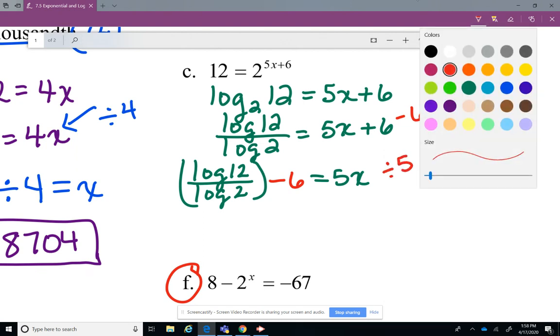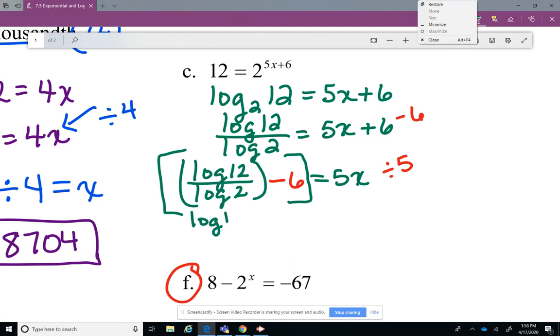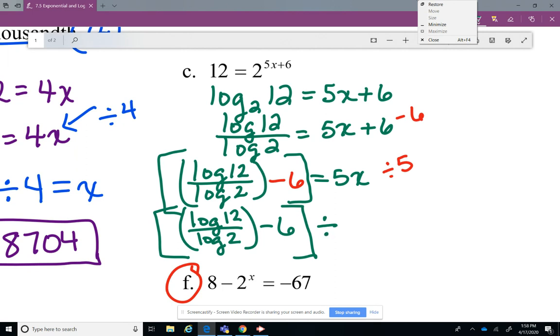So in order to do that, there's something I have to do. I have to take this whole piece and kind of set it off to the side together. So we're going to rewrite it. Log 12 divided by log 2 in parentheses minus 6 from it. We're going to put this in braces. We're going to divide by 5, and then we're going to get our x. So we have to do it in this order.